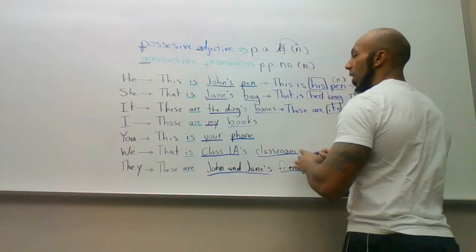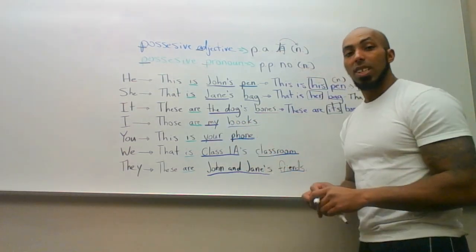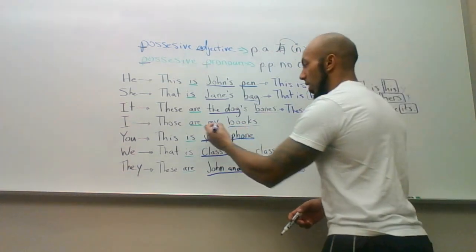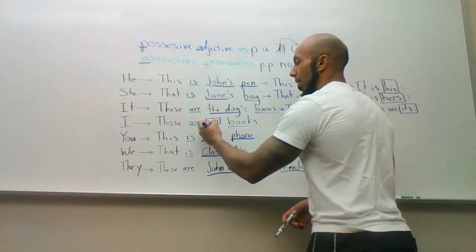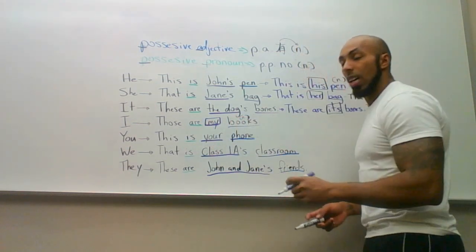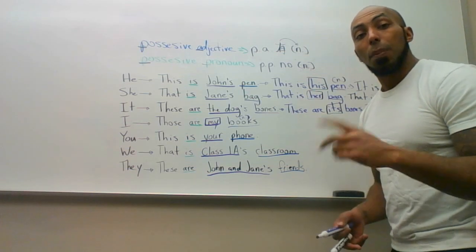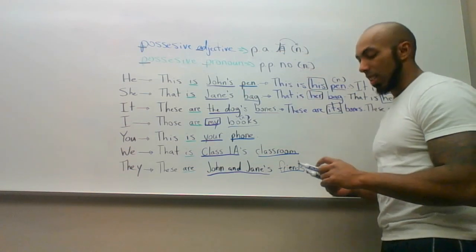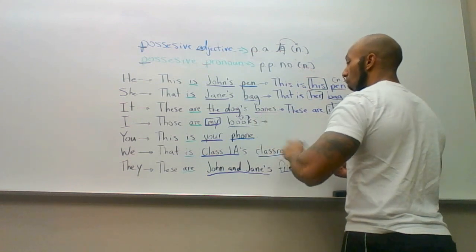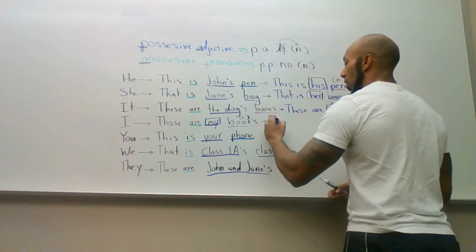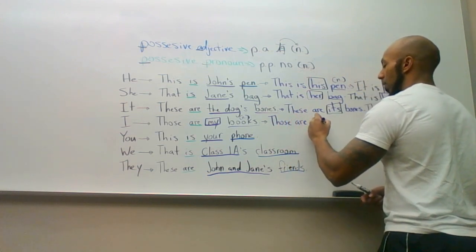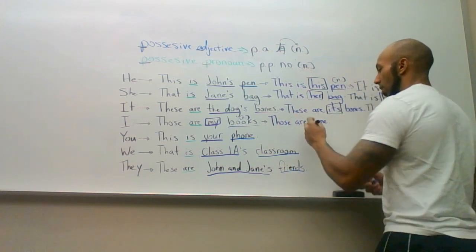So here we have, those are my books. Now in this sentence, I've already used my possessive adjective, which is my, okay? Because books are my noun, okay? Now if I want to use a possessive pronoun for the sentence, I will say, those are mine, right?